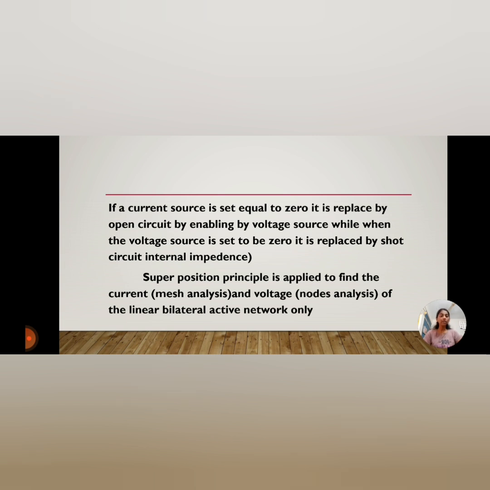If a current source is set equal to 0, it is replaced by an open circuit, while when a voltage source is set to 0, it is replaced by a short circuit with its internal impedance. The superposition principle is applied to find the current, as in mesh analysis, and voltage, as in nodal analysis, of linear bilateral active networks only.